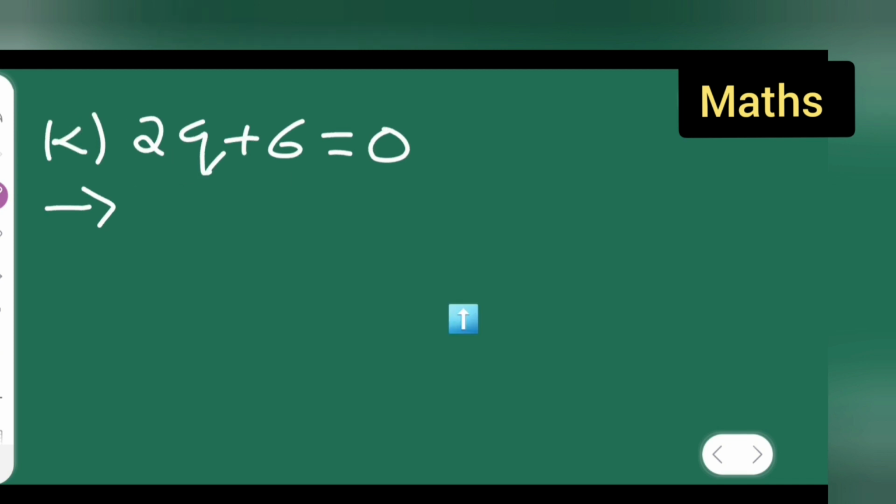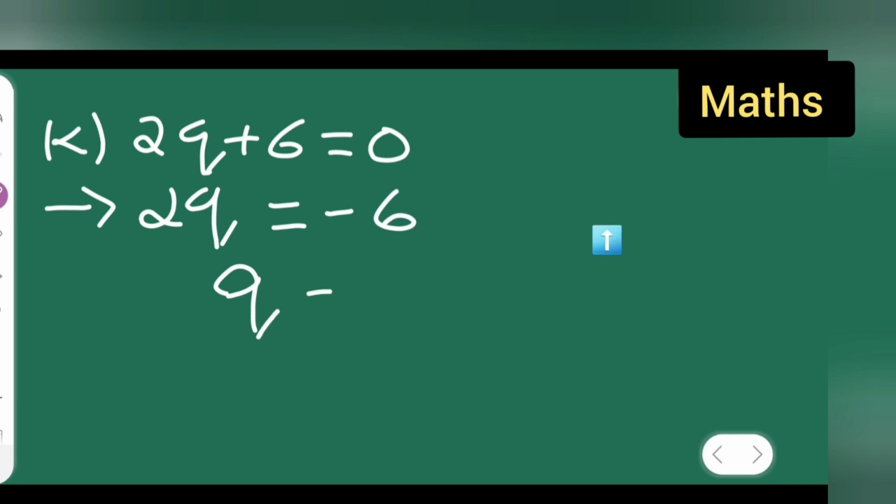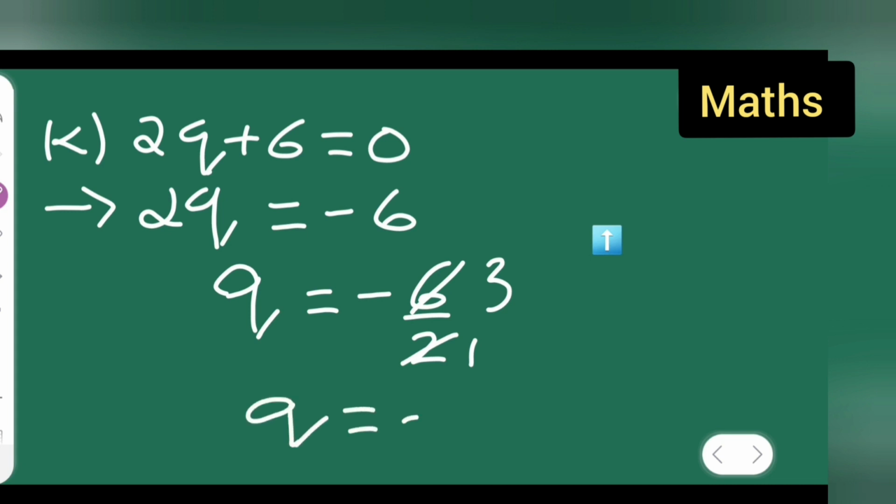Next, let us see the K one. 2Q plus 6 is equal to 0. So how are you going to do this? Write down 2Q, take the 6 other side, so it will become negative. Here it is positive, right? 2Q is equal to minus 6. So it will be Q is equal to minus 6 upon 2. So 2 ones are 2, 2 threes are 6. So you will get Q is equal to minus 3.